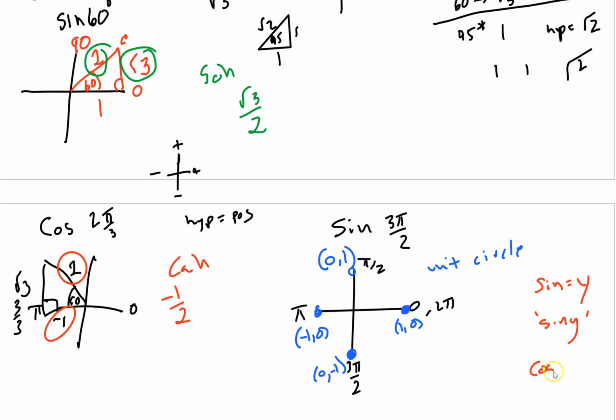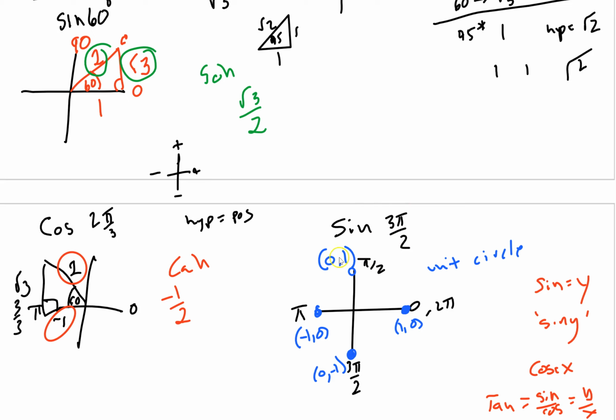And then cosine has to go with x. And here's a general rule that you actually do find on your formula sheet. Tan is sine over cosine, also known as sine over cosine, so y over x. Right? Sine is y, cosine is x.